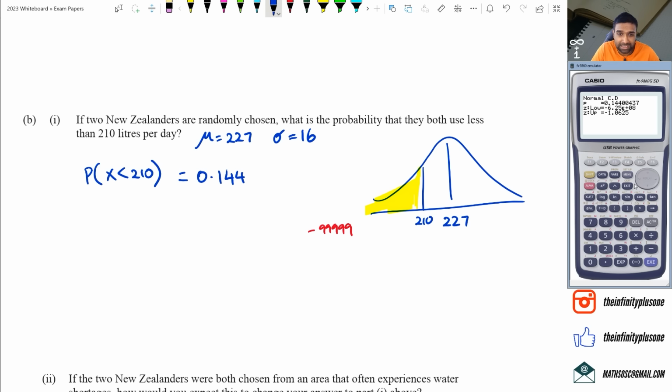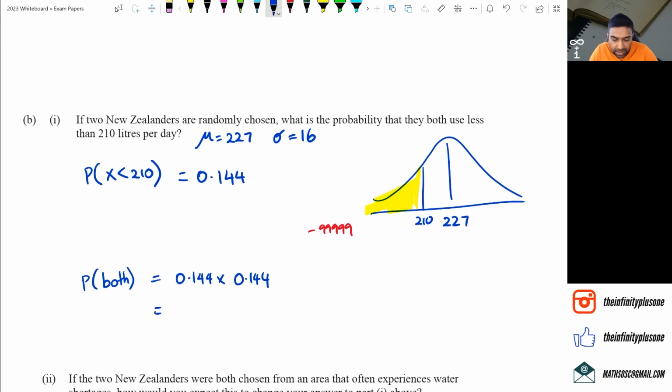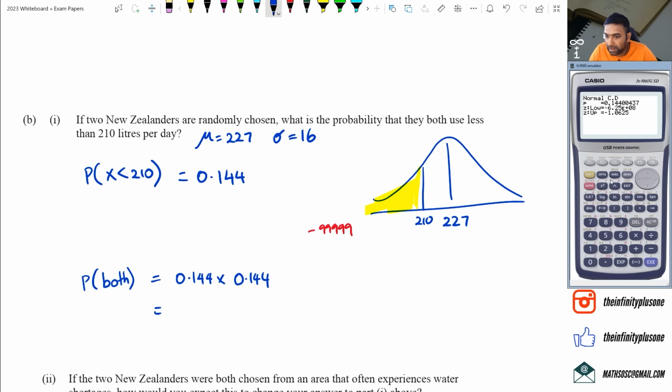Now the question is also asking for the probability they both use less than 210. For the probability of both, we want to multiply 0.144 by 0.144. So when we do that, let's go to the menu: 0.144 times 0.144. That's going to give me 0.0207.